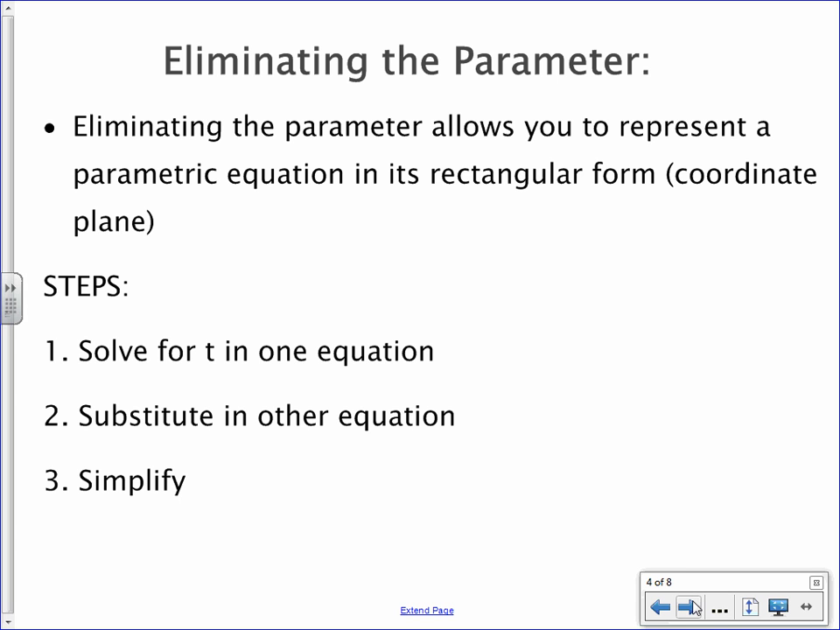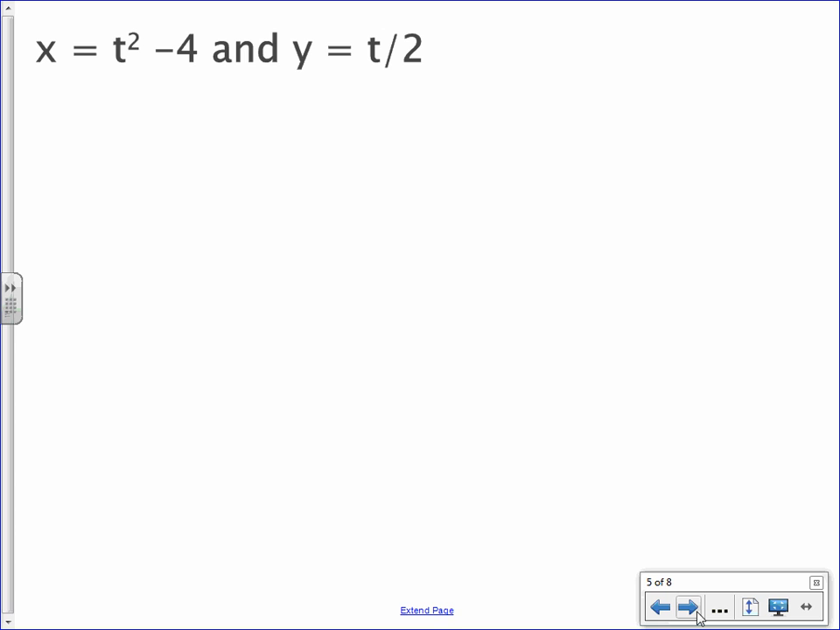Let's look at an example. We're going to look at, I think, 3 examples. Does this one look familiar? Yes. What did we get when we graphed this? We got a parabola that opened to the right. So hopefully when we write our equation, we will get that. Okay, so let's pick a t to solve for.